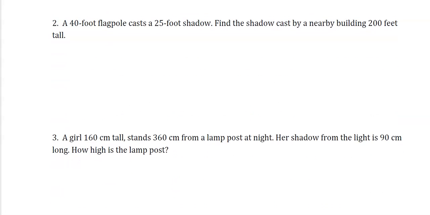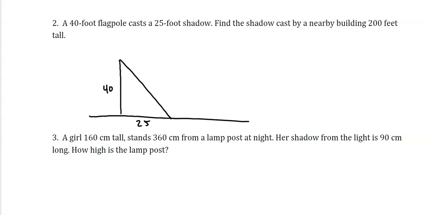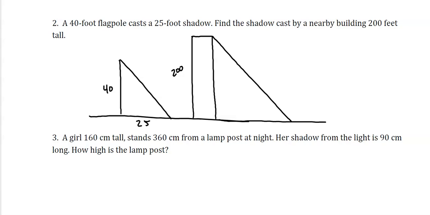All right, moving on down, number 2, we have a flagpole, 25-foot shadow. So I'm not going to put a lot of decorative stuff in here. Flagpole, shadow. Then you have a building. So this obviously isn't drawn to scale because the building is supposed to be 200 feet, but whatever. Doesn't have to be to scale. And need the shadow. So same idea here.